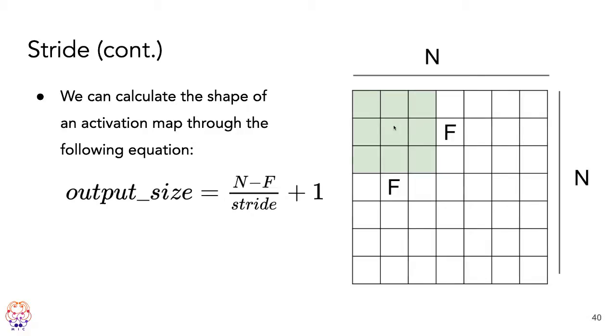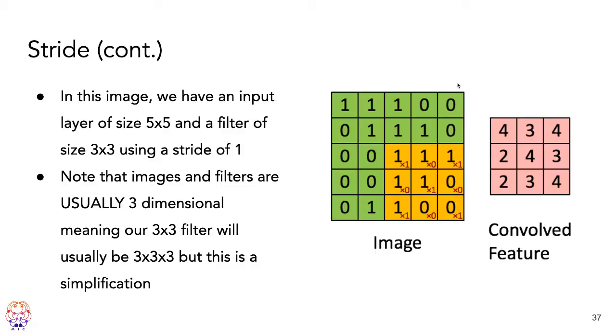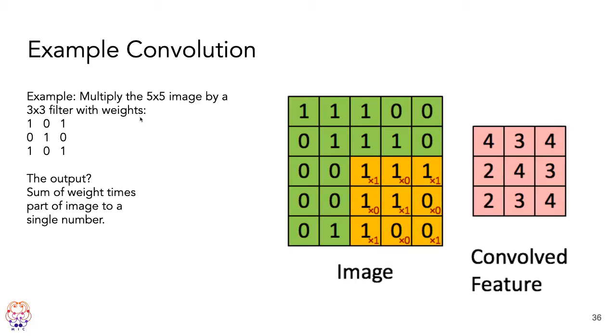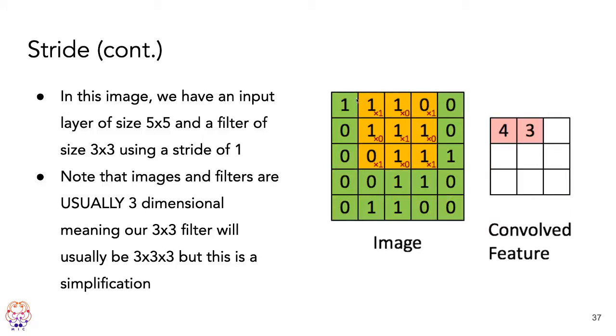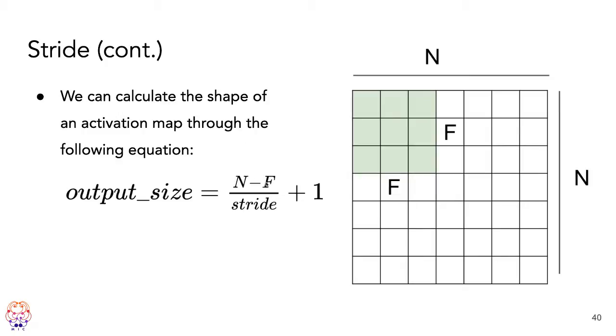So one little formula to figure out the dimensionality is (n minus f) divided by stride, plus 1. What that means is, our filter is our f, so it's an f by f, so 3 by 3. The image is an n by n, so 5 by 5. So it would be 5 minus 3, which equals 2, divided by 1, plus 1, which is 3. Good math? Everyone okay with that? So basically, this is how we figure out the dimensions of the activation maps.